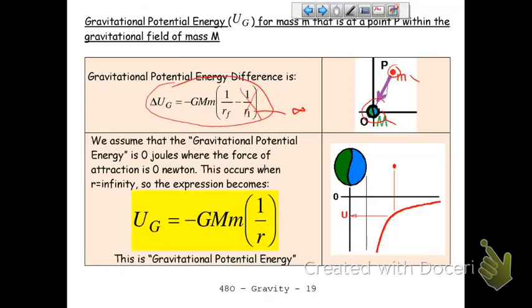So I get UG, not delta UG, now it's the gravitational potential energy, is equal to minus G, big M, little m, 1 over r, where r is that value. And here's a graph of it. This is UG versus my point, and there's my value of UG at that distance from the center of my planet.